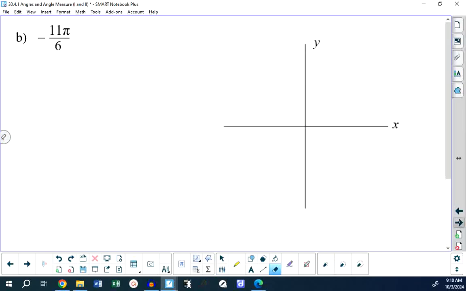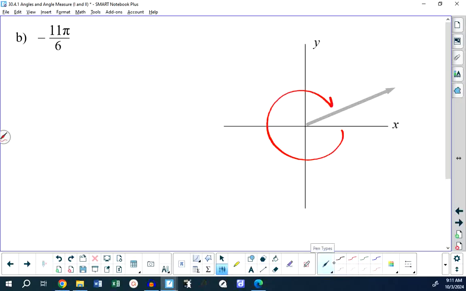Similarly, negative 11 pi over 6. Well, I'm just going to ask the question here. How many of you know, just with very little thought, that negative 11 pi over 6 lands here? If you look at my arm, negative 1, 2, 3, 4, 5, 6, 7, 8, 9, 10, 11. It's 30 degrees shy of being negative 360. And when we label this, we can do that. And again, how many of you see, based on the diagram, that this is negative 330?